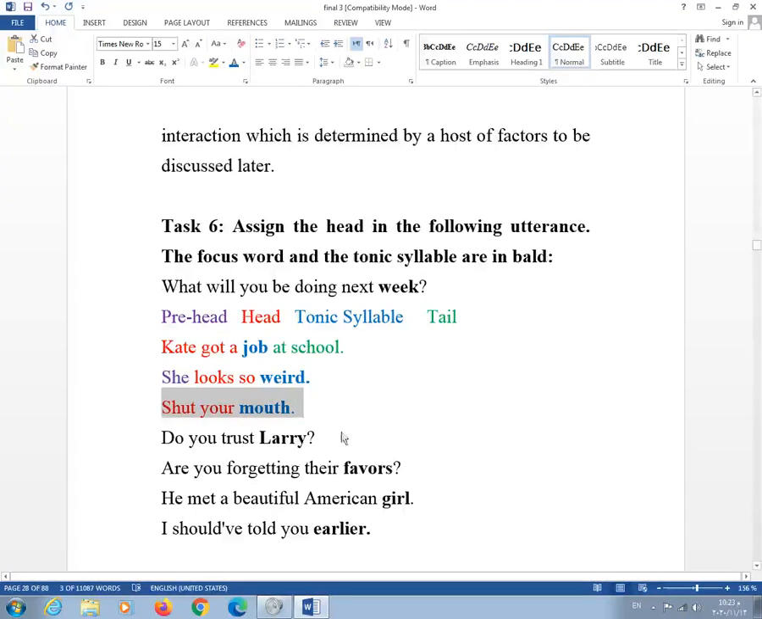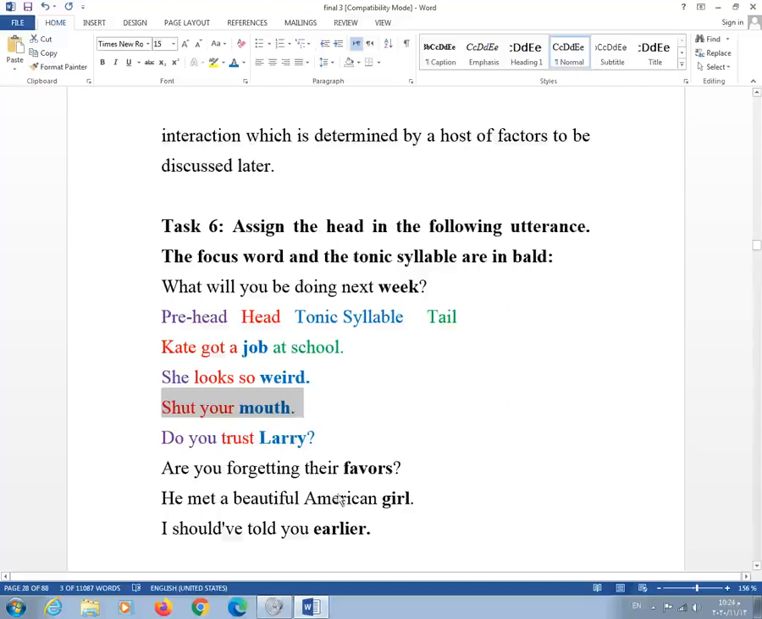Do you trust Larry? Do you: where is purple? It's pre-head because these are function words. They are not content words like verbs, nouns, adjectives, adverbs, etc. So they are pre-head. And trust, this is the head, a content word, an important word, and then Larry, which is the tonic syllable, will be marked in blue. So, do you trust Larry? Rising intonation. And Larry carries the rising tone.